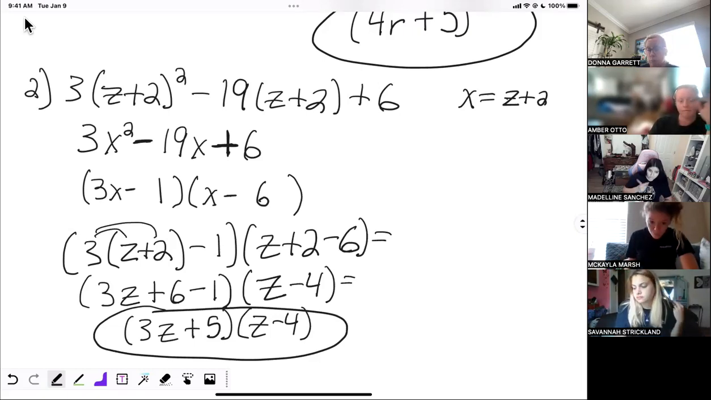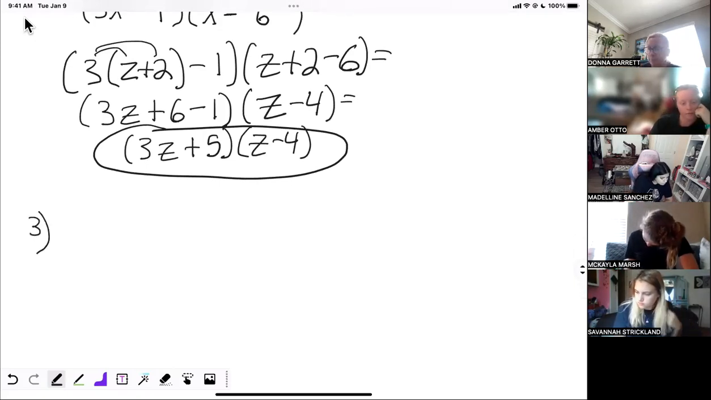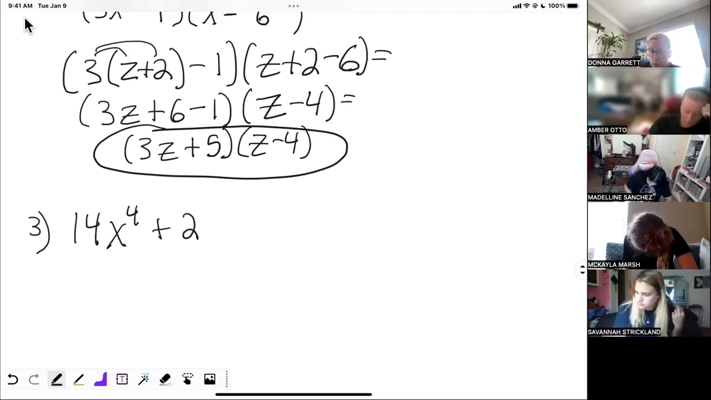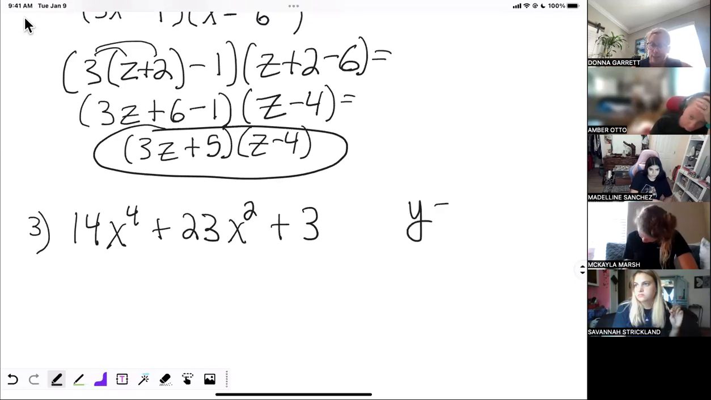All right, one more I want to show you with these. This one's more common than the other two. 14x to the 4th plus 23x squared plus 3. You can also use substituting for this. Why would you do that? Because we're used to x squared and x, not x to the 4th and x squared. So I'll make it y. y is equal to x squared.